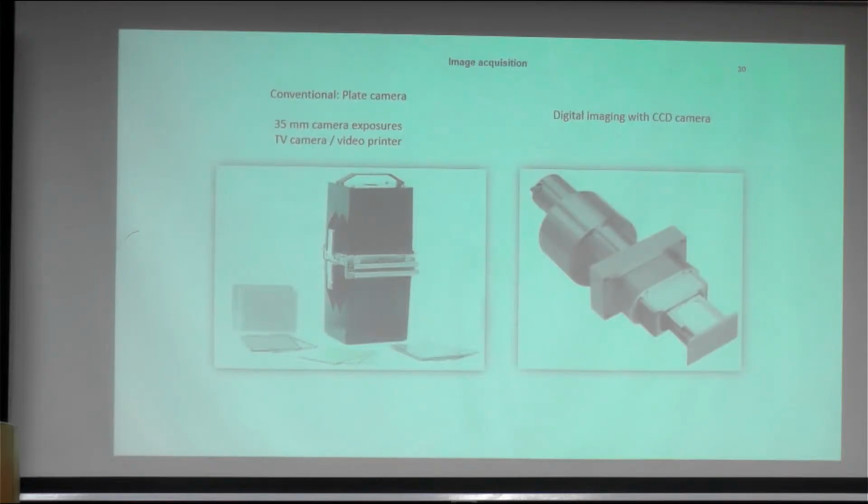The price, of course, differs between these two. Before, there were also some troubles with the sensitivity of CCD cameras. The plate cameras were more sensitive, but now we have a huge development in this direction, and there are also direct CCD cameras which can directly count the electrons.